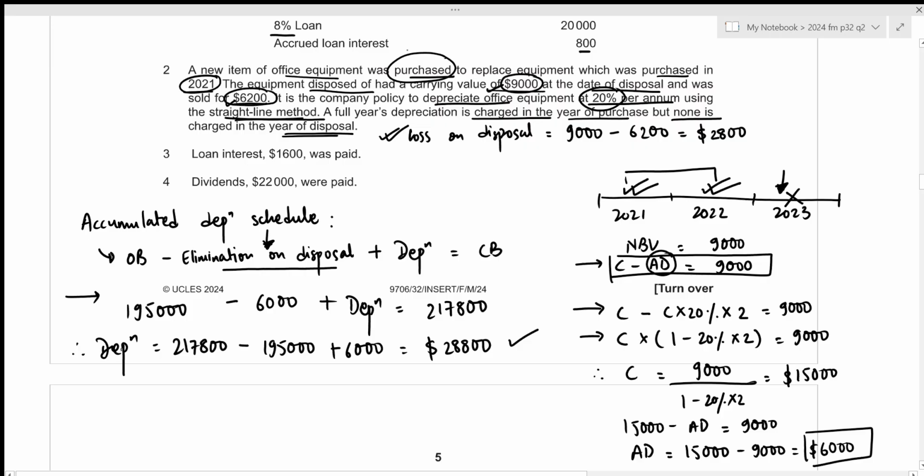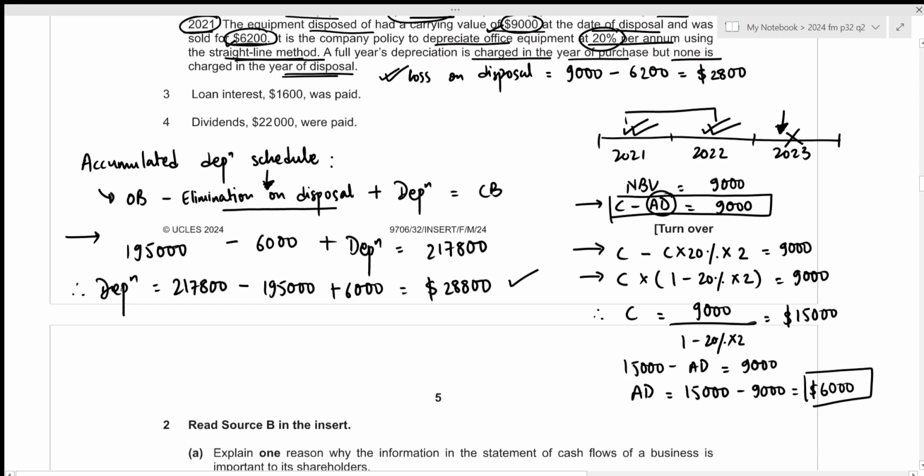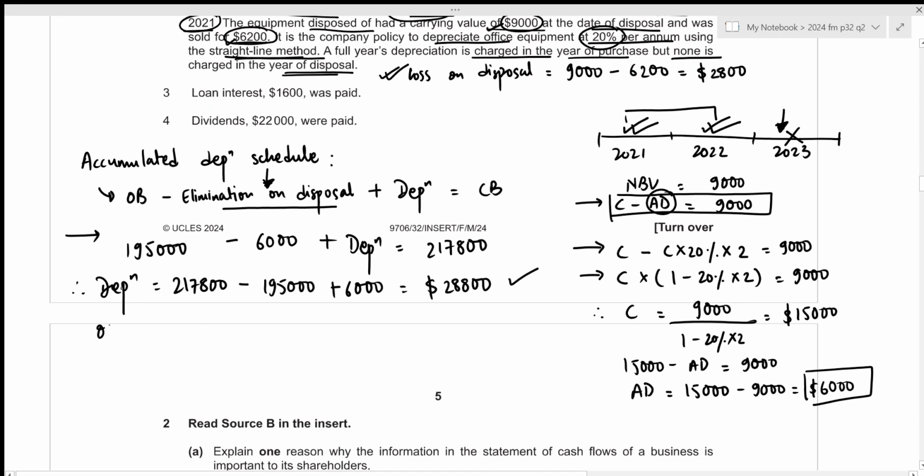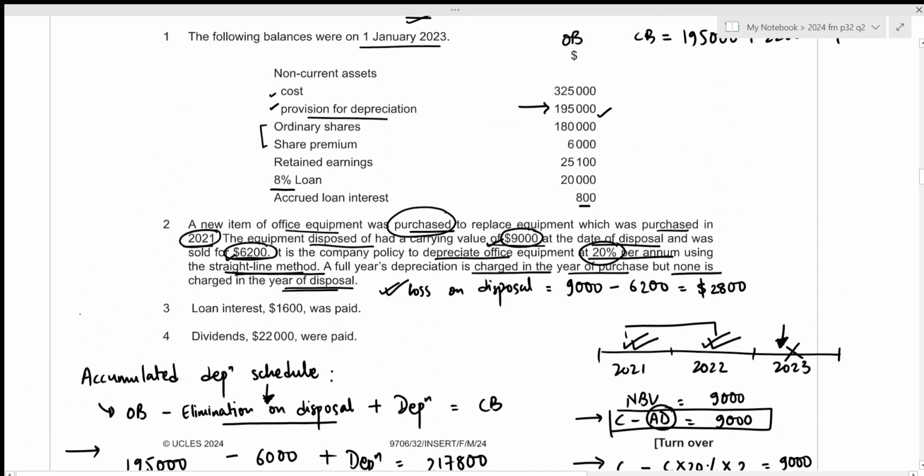Now we can use our schedule of non-current asset, but for the net book values. We know that we always start with the opening balance, add the purchase, subtract the disposed net book value, subtract the depreciation charge for the year, and get the closing balance. And remember that all of these are the net book value. So we first need to calculate the opening net book value.